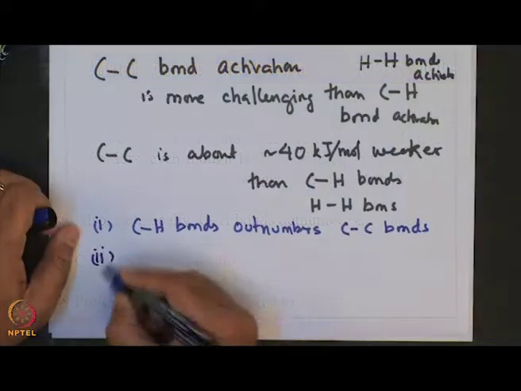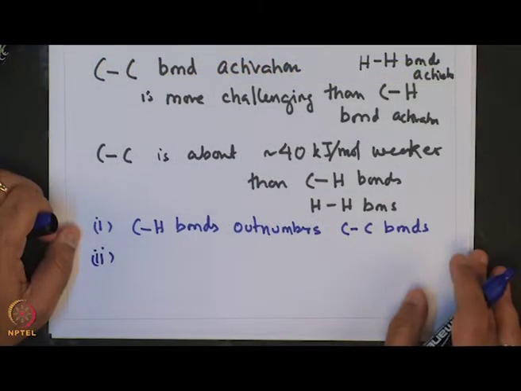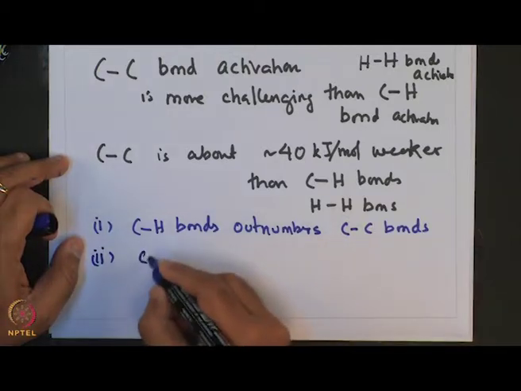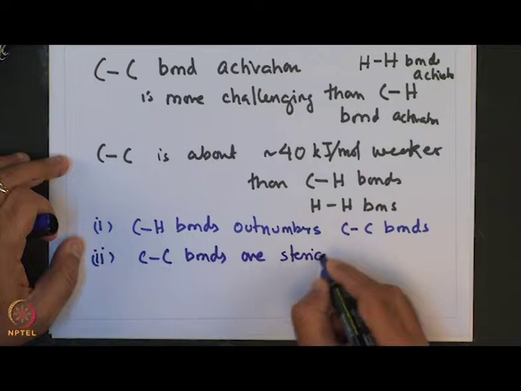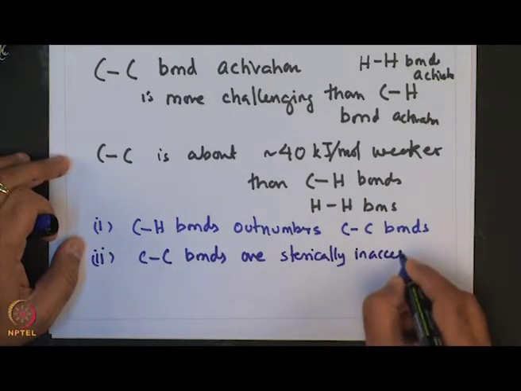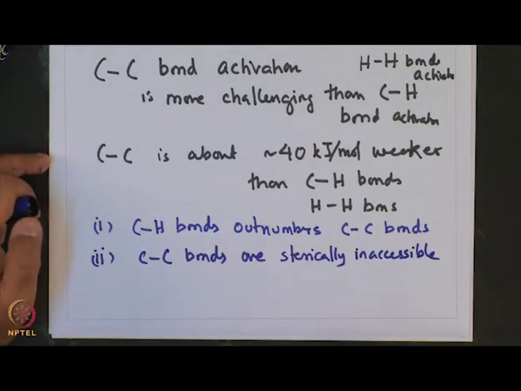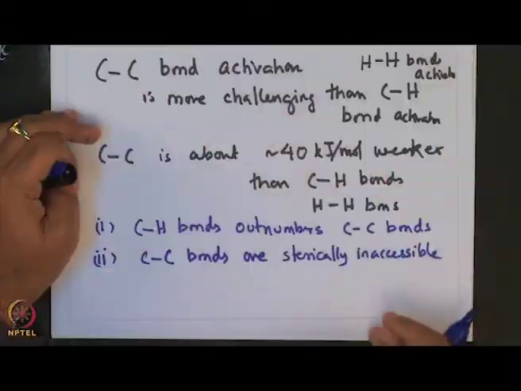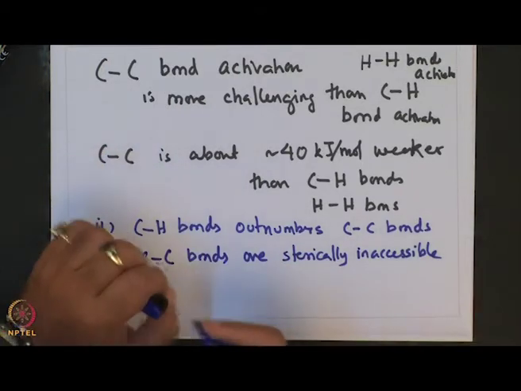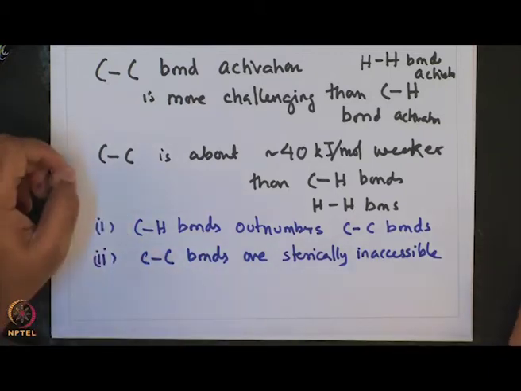The second reason is that C-C bonds are less in number and also difficult to approach. C-C bonds are sterically inaccessible, because they are in the skeleton of a carbon organic compound framework and are covered by many C-H bonds. Hence they are sterically inaccessible, as a large number of C-H bonds cover the C-C bonds. So, C-C bonds are statistically outnumbered by C-H bonds.